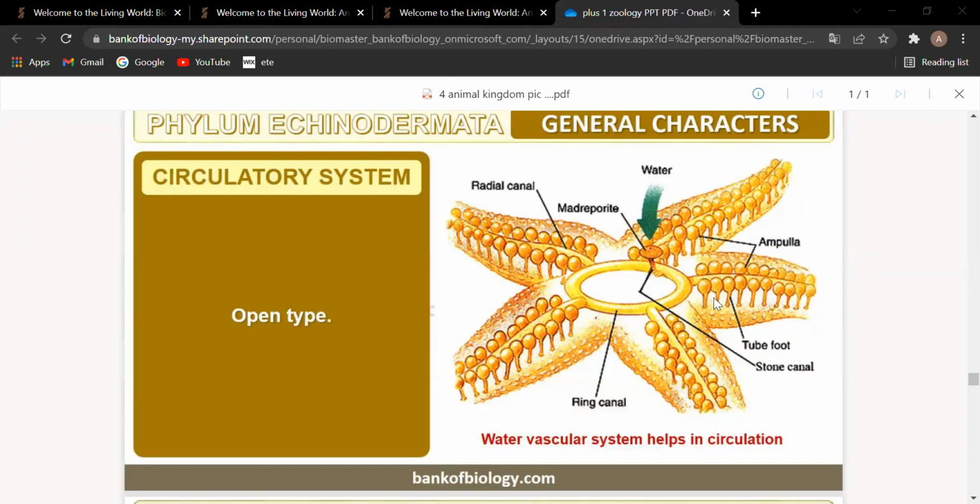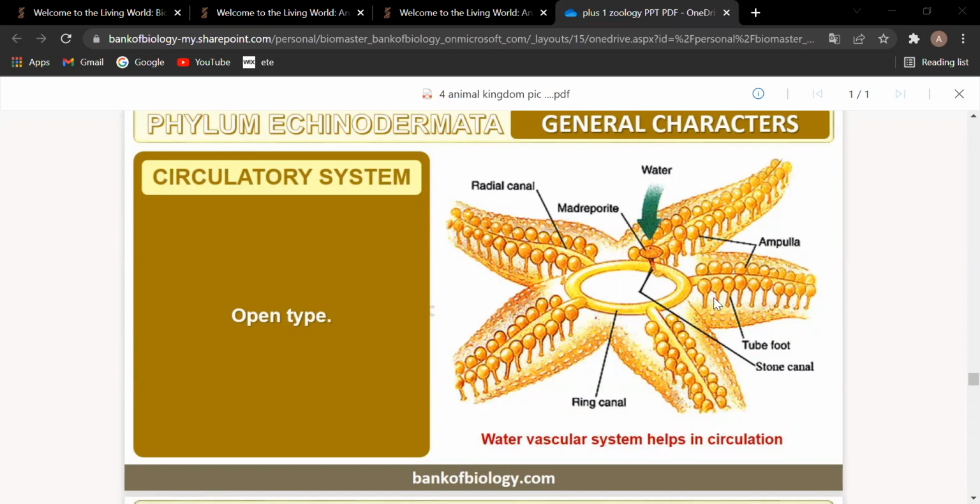When the water is thrown out, the water that had entered is completely thrown outside. Again these tube feet will lose water and shrink, the radial canals will shrink, the ring canal will shrink, and eventually they have to go back to the water and get filled again for movement. So this is how the water vascular system helps in movement as well as circulation.